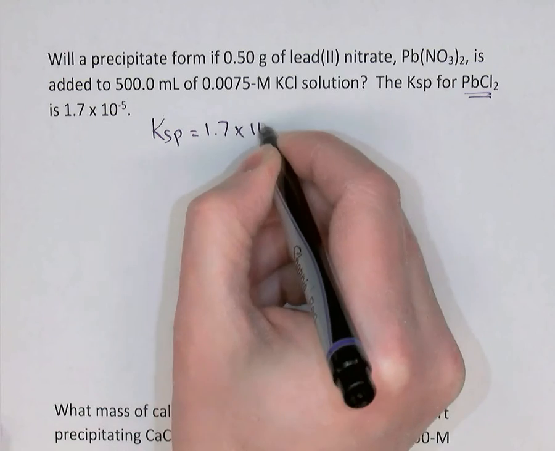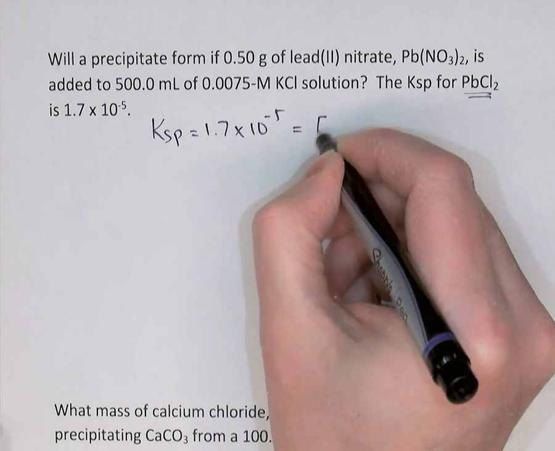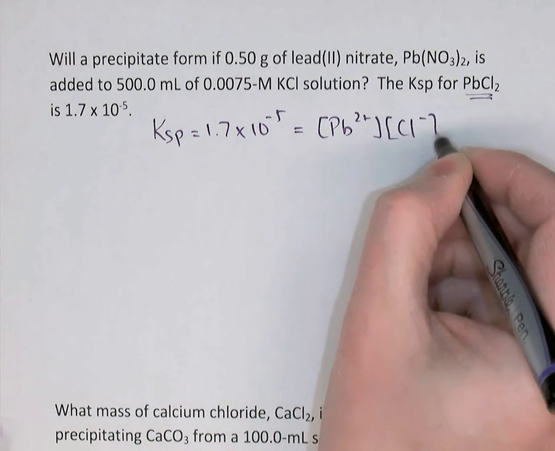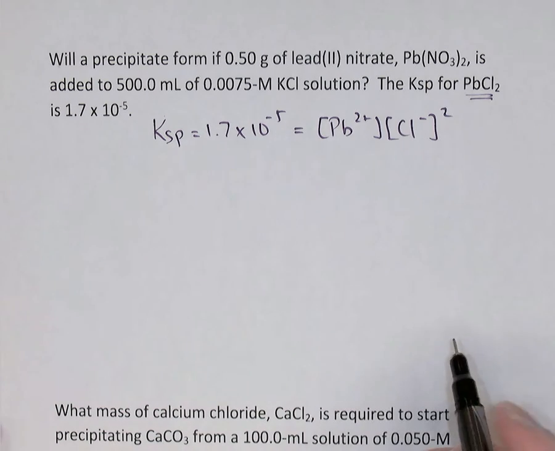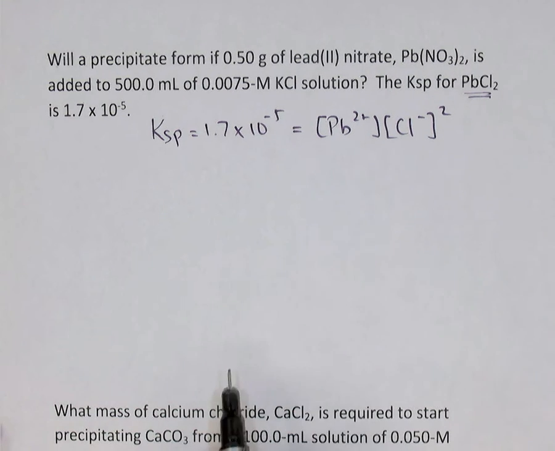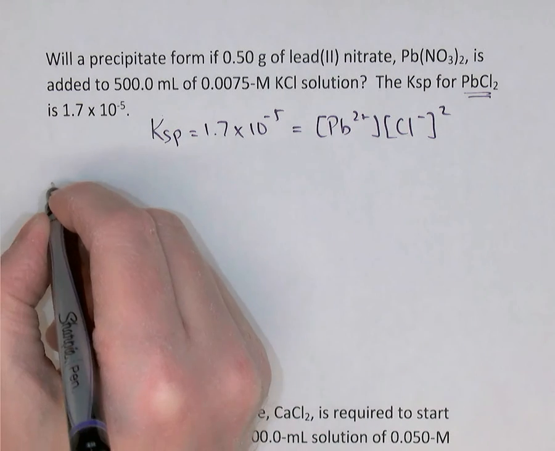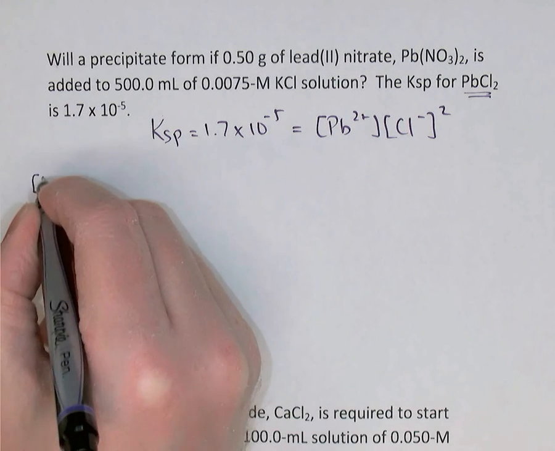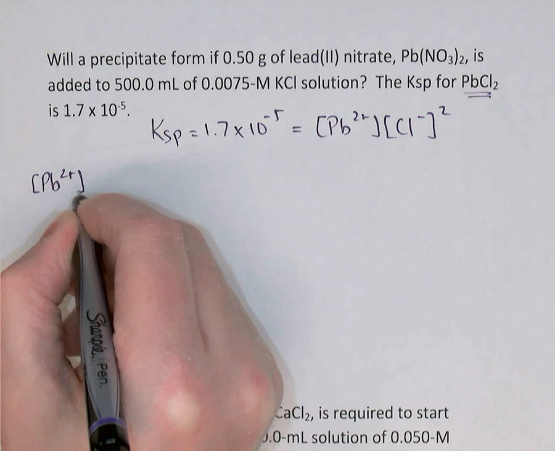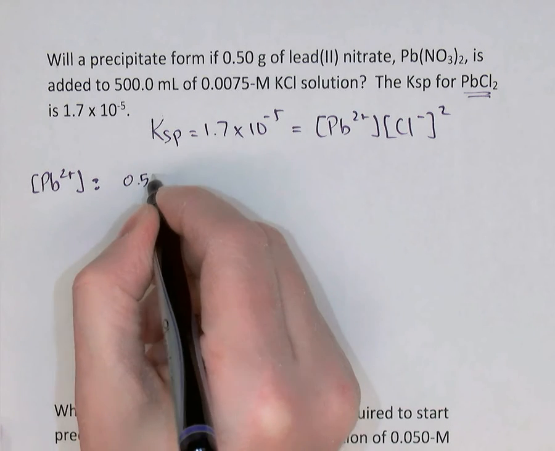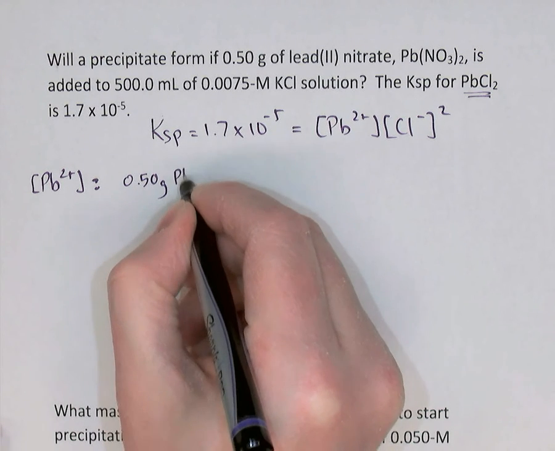1.7 times 10 to the minus 5 is equal to the concentration of lead times the concentration of chloride squared. So what we need is both the lead and the chloride concentrations. Let's go get the lead concentration. So we have half a gram, 0.50 grams, of the lead nitrate.